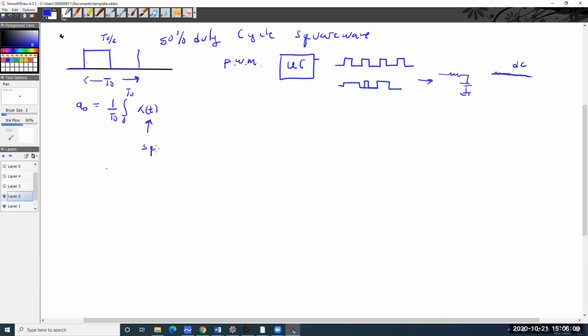In this case, x(t) is a square wave, 50%. Keep the math nice and easy. We're going from 0 to 1, all right? Well, we can see that between 0 and T naught divided by 2, the function x(t) is 1. Everywhere else, it's 0. So we can change our limits of integration to take that into account. And we get 1/2.